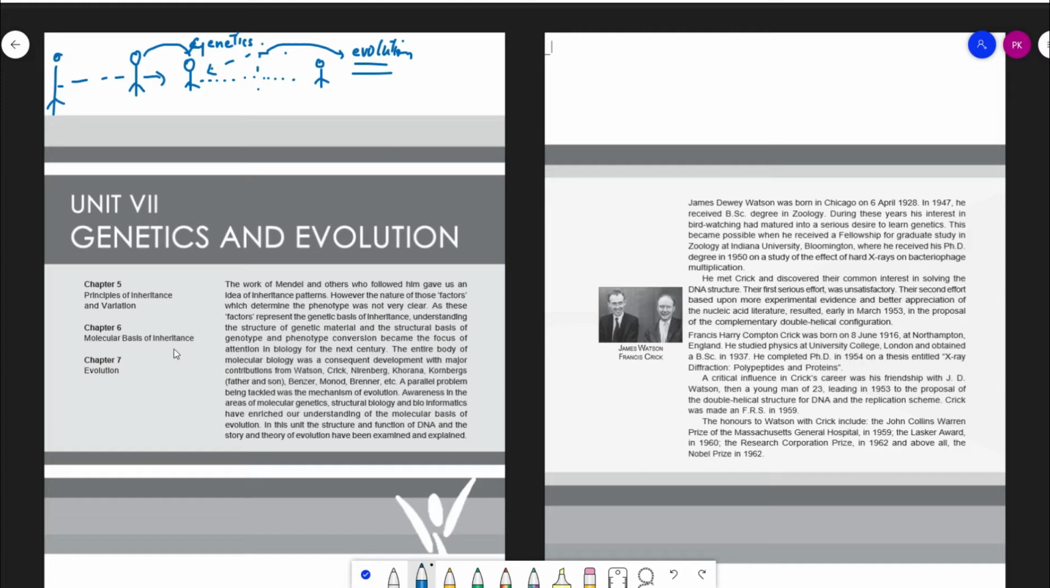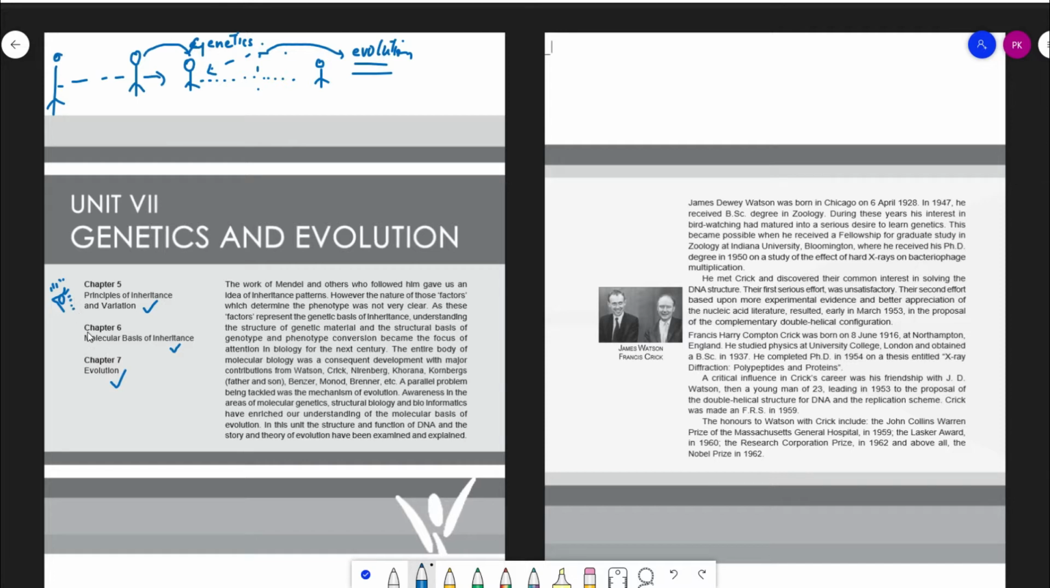All of these are answered in this unit, genetics and evolution. To better understand, this unit is divided into three parts. First is principle of inheritance and variation, next is molecular basis of inheritance, and the third is evolution. In the first, principle of inheritance and variation, you'll see the differences between you and your parents with your own eyes. You can spot the differences and see the similarities.